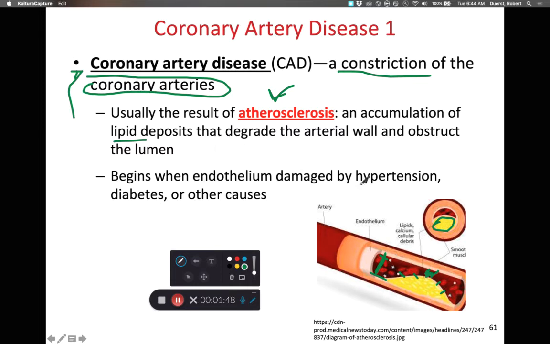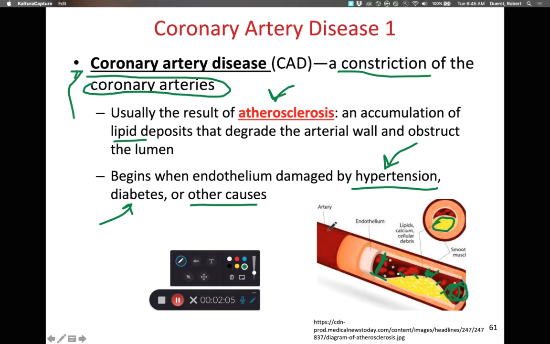The endothelium can also be damaged by hypertension, high blood pressure. Diabetes is a common source of damage to the endothelium, and there's a variety of other causes as well. Something else that will initiate the intrinsic clotting cascade, not the extrinsic, is down here.